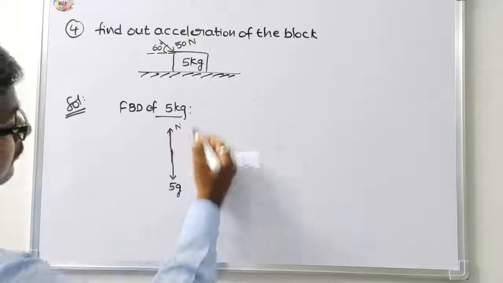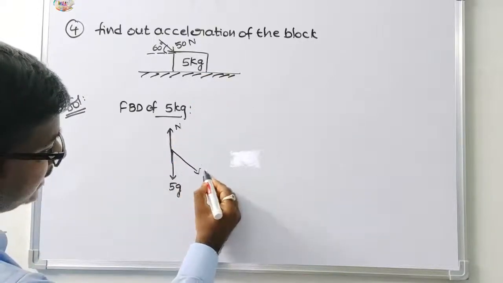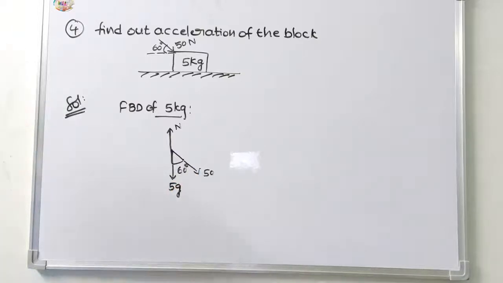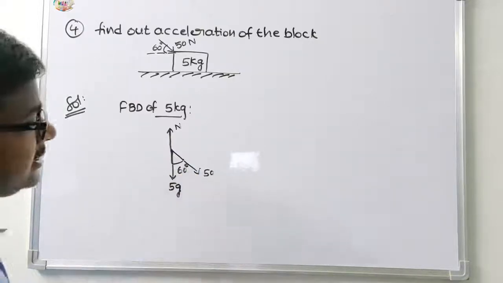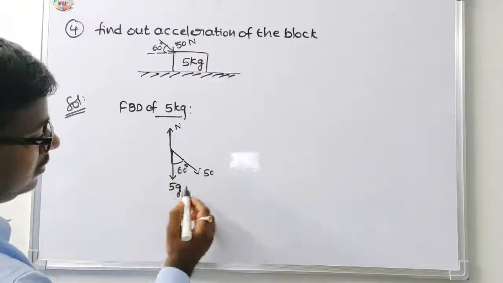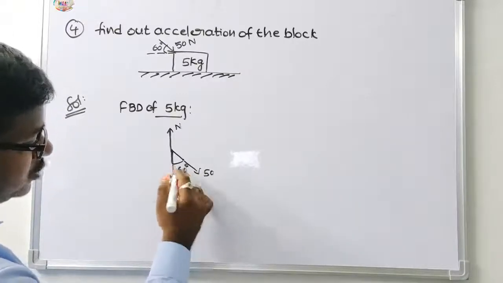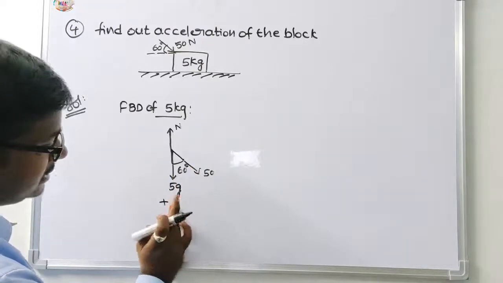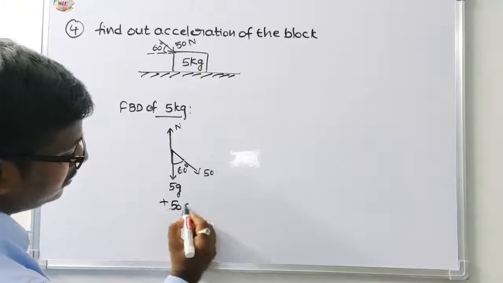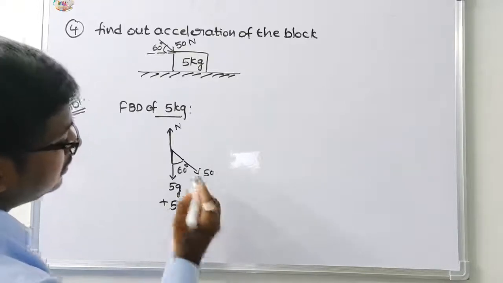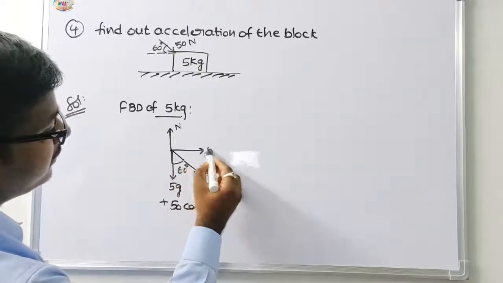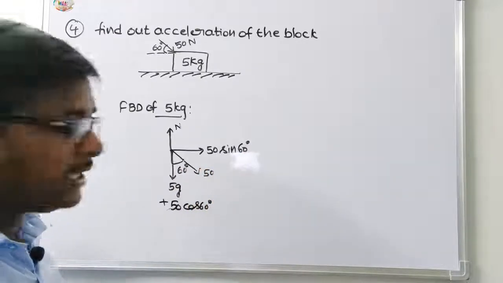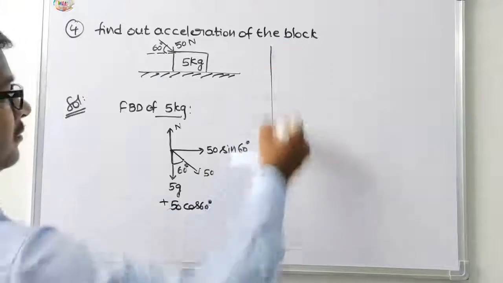Okay, the applied force is 15 Newton, making an angle of 60 degrees. This 60 degrees is resolved into two components. The horizontal component is 50 cos 60 degrees, and the vertical component is 50 sin 60 degrees.